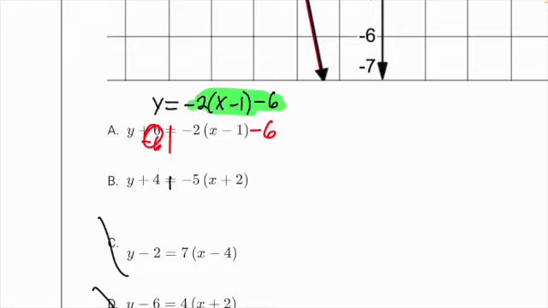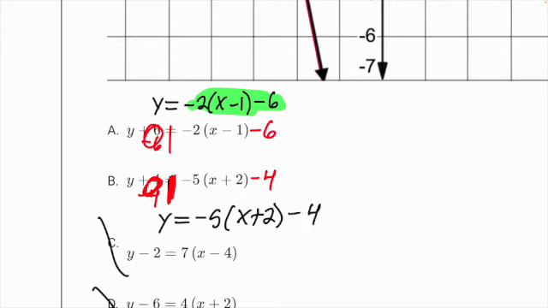Over here, I need to get rid of that positive 4. How do I get rid of positive 4? Subtract 4. That gets rid of it over there. And now this, y equals -5 parentheses x plus 2 minus 4, I can graph. Guys, do me a favor. Pick one or the other. Go ahead and graph those. So graph both of those, or graph one or the other. So again, go to a brand new graph.